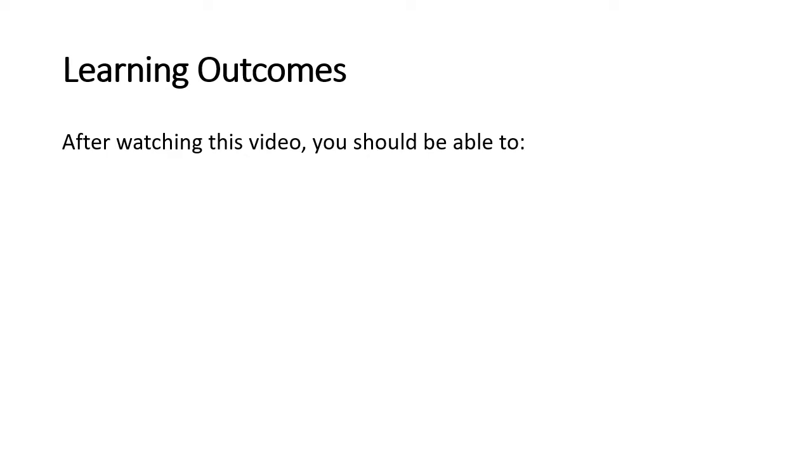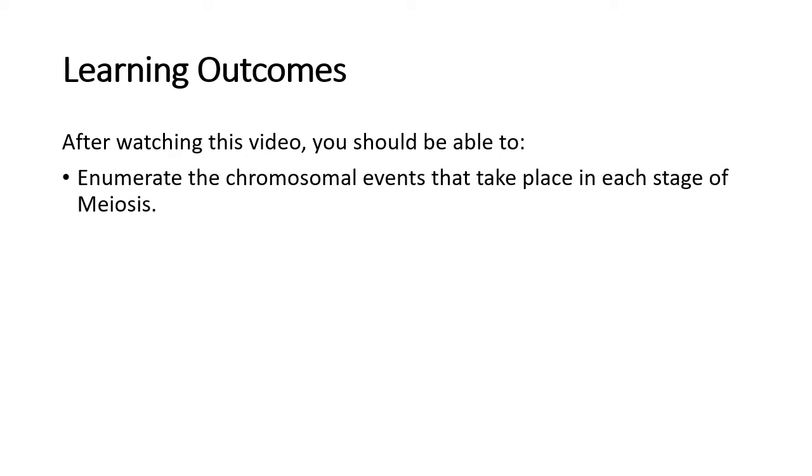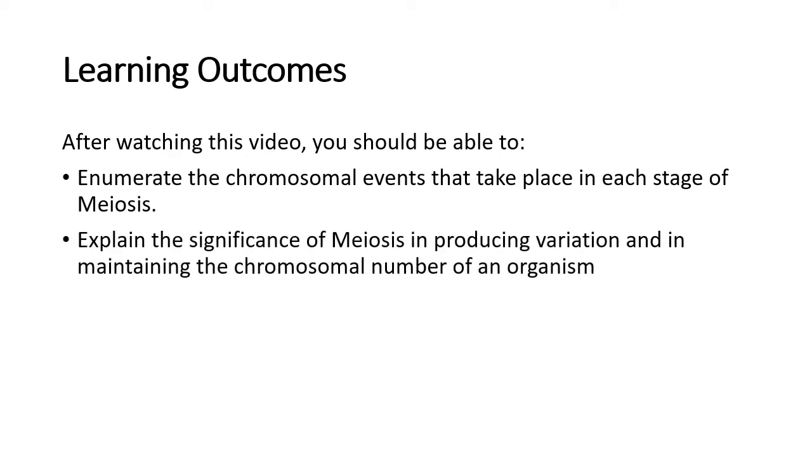In this video discussion on meiosis, we will look more closely into the chromosomal events that take place in each stage of meiosis. A big chunk of the discussion is devoted to the chromosomal events that take place during prophase 1. It is also expected that after watching this video, you should be able to explain the significance of meiosis in producing variation, and in maintaining the chromosomal number of an organism.